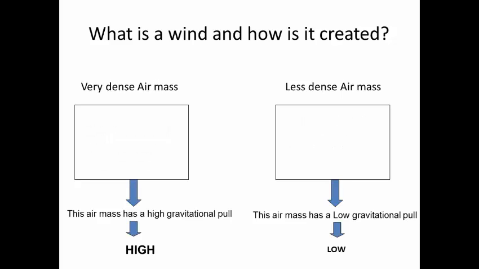Now, let's get back to the very dense air mass. Because we said it had a high gravitational pull, meteorologists put an H in it to designate it as a high. Highs are often associated with cooler air than the other air masses surrounding it. For the less dense air mass, meteorologists put an L in it to designate it as a low. Lows are often associated with warmer air than the other air masses surrounding it.